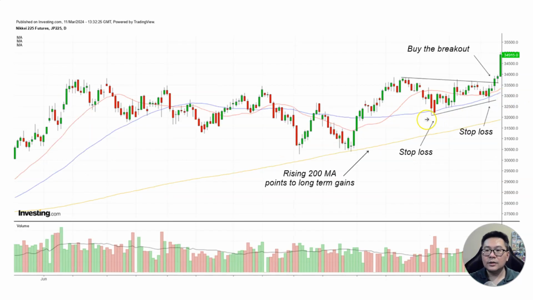Okay. Now it's also important for us to study the chart as it breaks out, not the final result. This is what it looks like when the index is breaking out higher. So you connect as many lows and highs and buy it as it breaks out. Put a stop loss here if you're aggressive, or if you're less aggressive, put a stop loss here. And here the rising 200 MA points to long-term gains.